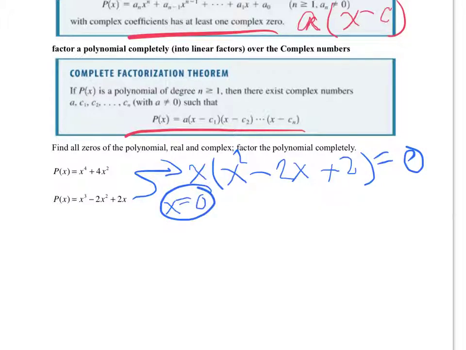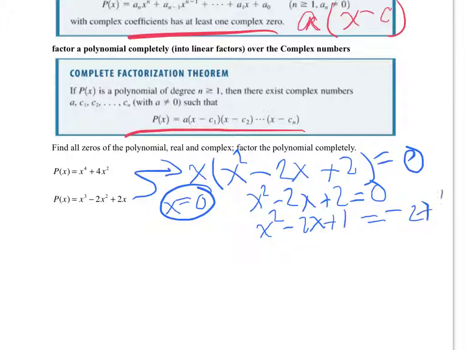The next factor is x squared minus 2x plus 2, we'll set that equal to 0. X squared minus 2x plus 2 equals 0. This one we'll do by completing the square. X squared minus 2x equals negative 2. Half of 2 is 1, squared is 1. I have to add 1 to both sides. Now I have x minus 1 squared equals negative 1.